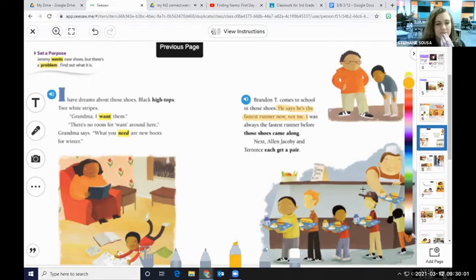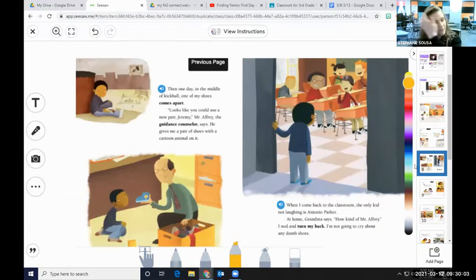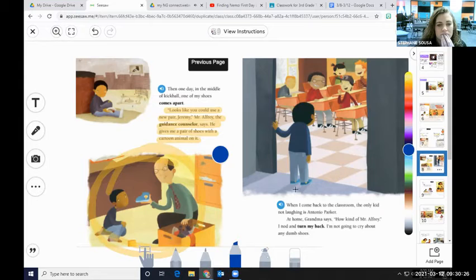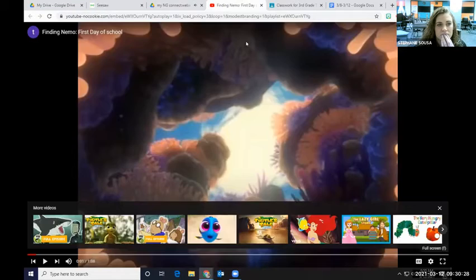Aw, Terrence. Slide 8. Then, one day, in the middle of kickball, one of my shoes comes apart. "Looks like you could use a new pair, Jeremy," Mr. Alfrey, the guidance counselor, says. He gives me a pair of shoes with a cartoon animal on it. When I come back to the classroom, the only kid not laughing is Antonio Parker.